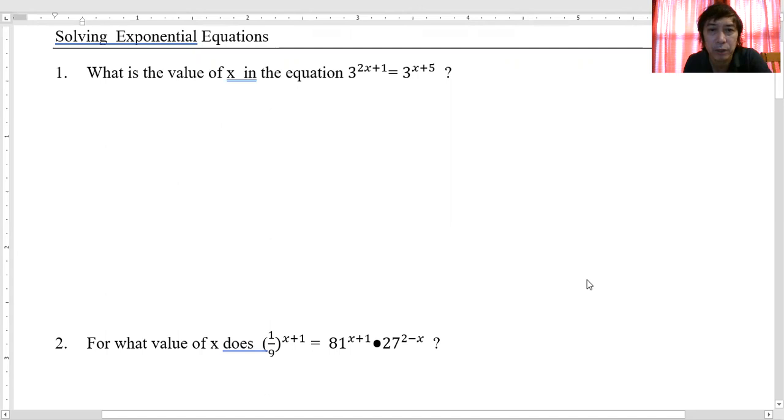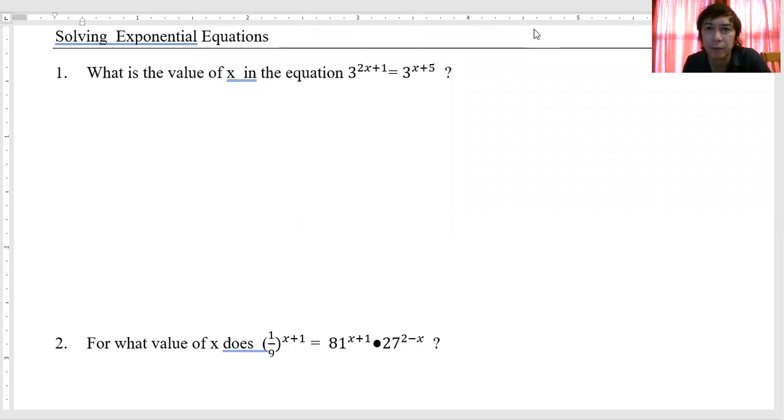We're going to do solutions of exponential equations. We shall start with the examples on the other screen. So let's look at the problem set. Okay, let's have the problem set over here. This is the first number. What is the value of x in the equation 3 raised to 2x plus 1 equals 3 raised to x plus 5?